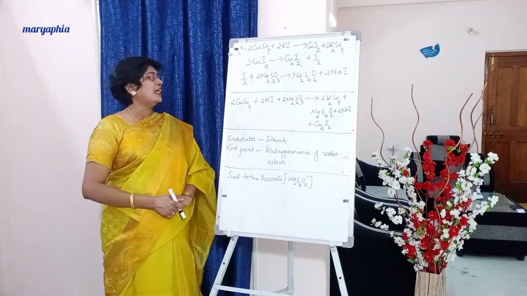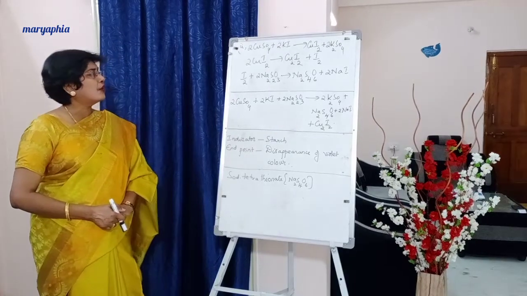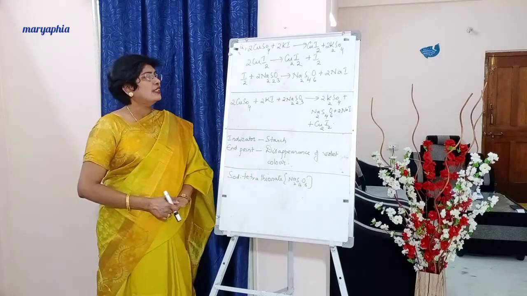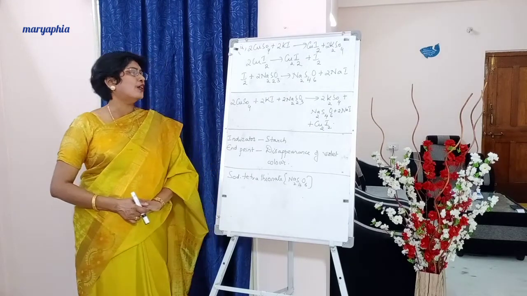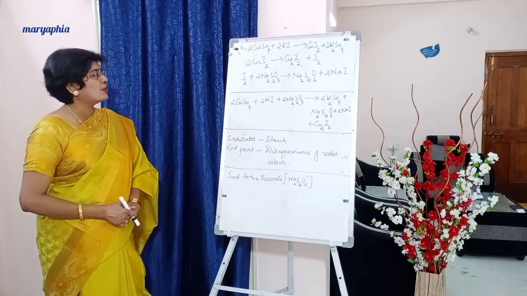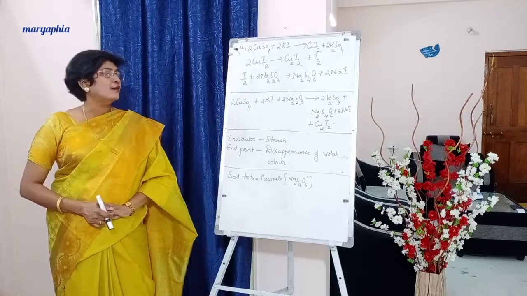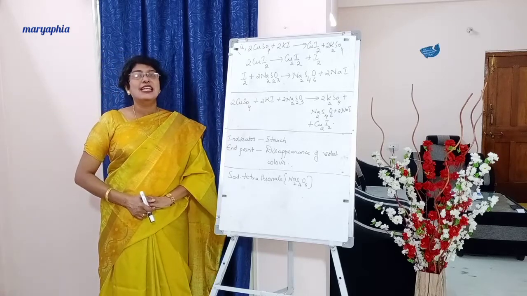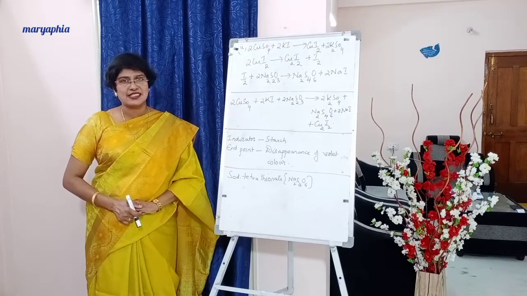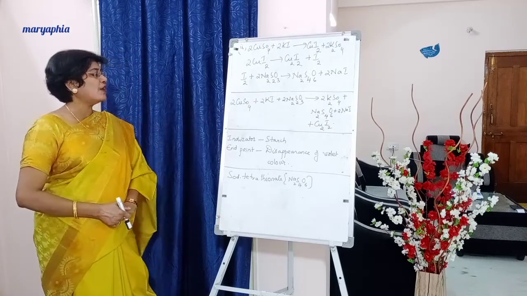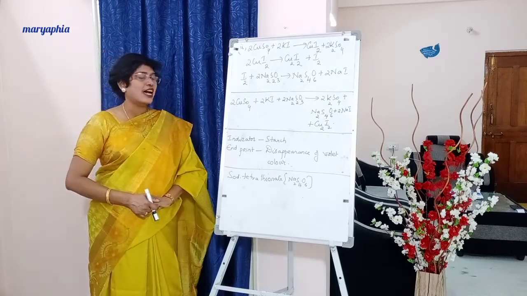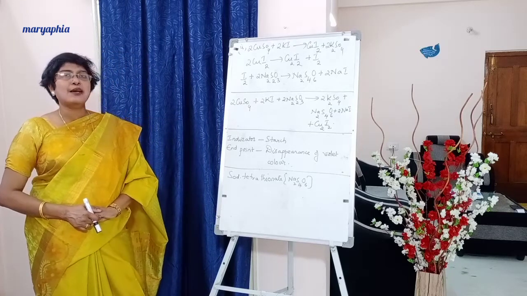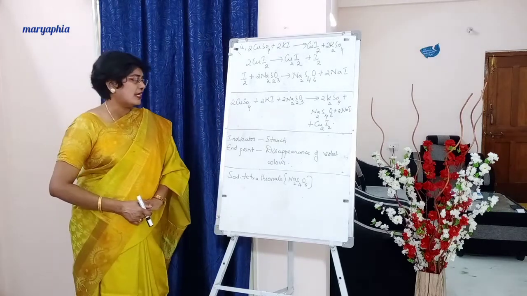The final one we get is 2CuSO4 plus 2KI plus 2 Na2S2O3 gives rise to 2K2SO4 plus Na2S4O6 plus 2 NaI plus Cu2I2. Okay, so you have to practice a little more for this experiment, right? Okay, next below write down. Indicator is starch and end point is disappearance of violet color.